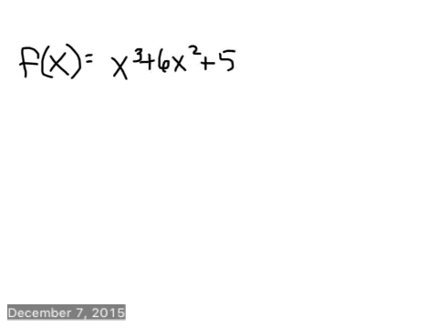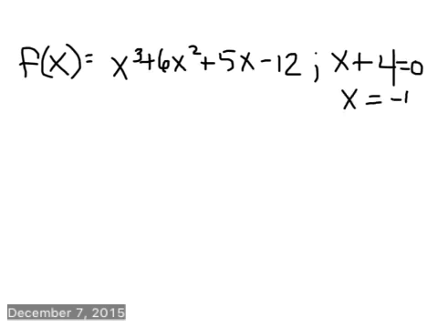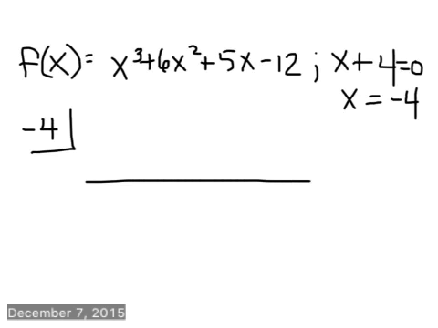So f of x equals x cubed plus 6x squared plus 5x minus 12, and then x plus 4 is the group that they give you. So if x plus 4 is the first group that they give you, what do you do first? If I set this equal to 0 and solve for x, I get x equals negative 4. What do I do with that negative 4? That's the number that goes in my backwards L. 1, 6, 5, negative 12.